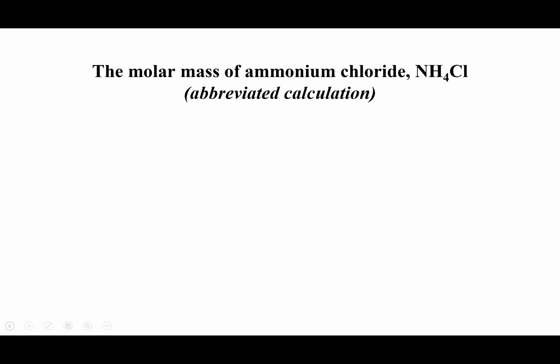So ammonium chloride, let's knock it out, and let's do the abbreviated way instead of the difficult way. So you need to account for nitrogen. The decimal number for nitrogen is 14.01. 1 times 14.01. Account for hydrogens, 4 times 1.008. Account for that 1 chlorine, so that's 1 times 35.45.